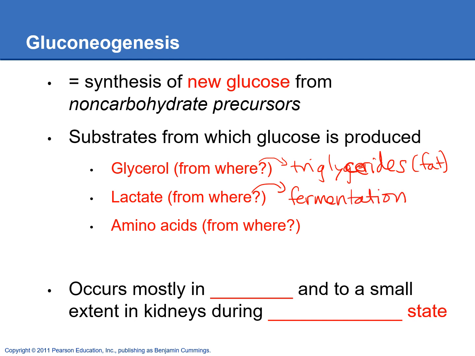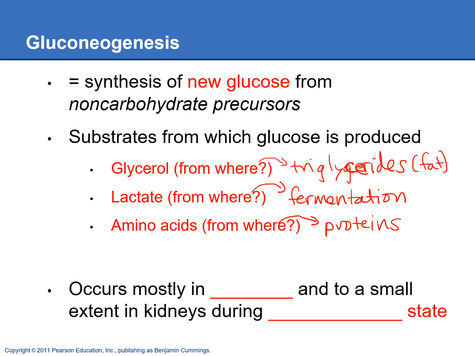And you can turn that into glucose. And then you can take amino acids, which come from proteins, and you can make glucose from that. So there's a lot of different things that are not carbohydrates that you can make glucose from.